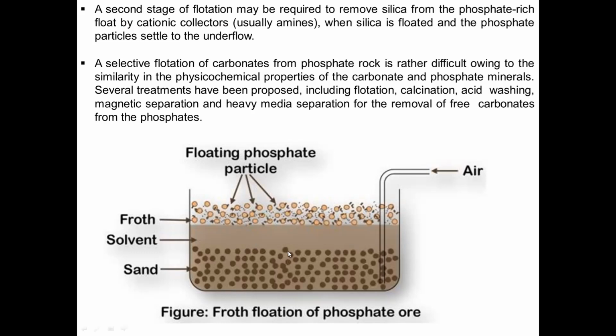So this is the flotation picture of phosphate ore. So here you have the heavy particle that is sand, you have a solvent, and here you have the froth, which is brought to the surface with the help of some anionic collectors or cationic collectors. Then these are actually floating phosphate particles, and you are putting air so that the bubbles are formed easily and they move up to the surface. So this is a representation.